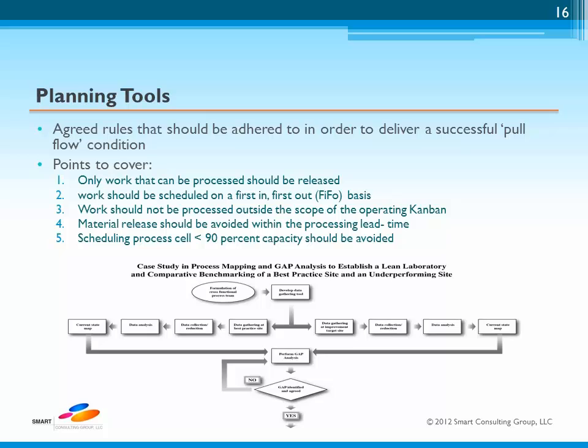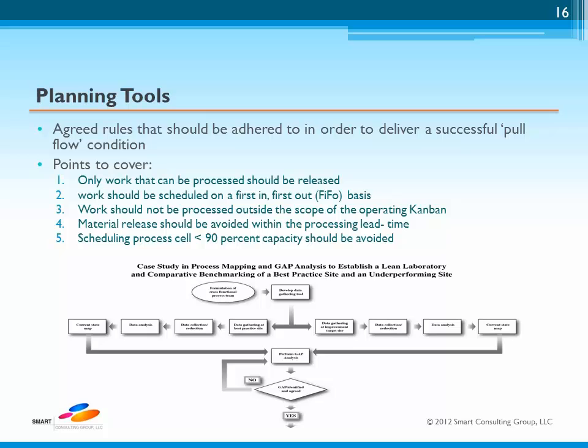Tools. This has much to do with planning. In order that flow does not sink into chaos, there are agreed rules that should be adhered to in order to deliver a successful pull flow condition. These should be defined by the cross-functional team members responsible for the development of the operating cell. And the overriding intent is that they should promote consistency and continuity in the cell's operation. These should cover the following.